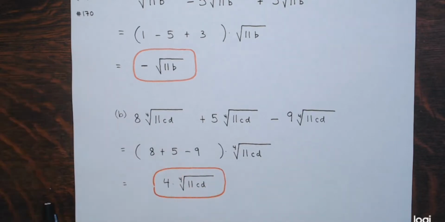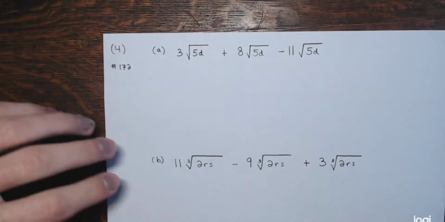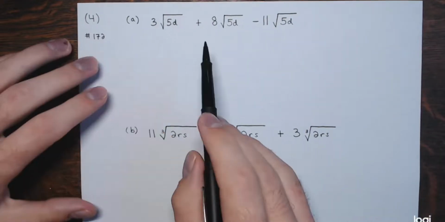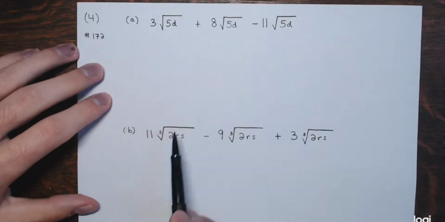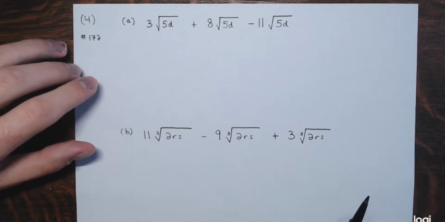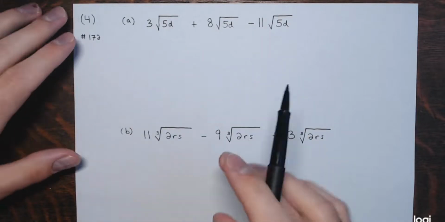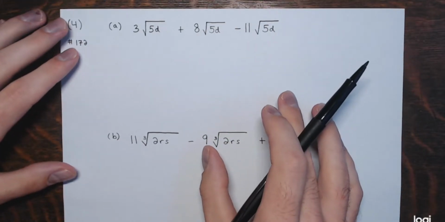Great. Alright, the 4th exercise, which corresponds to exercise 172. Same thing, alright, all these are pretty simple so far. We'll eventually get into examples where we don't have like radicals, and then we have to do some simplifying of radicals before we can add or subtract.